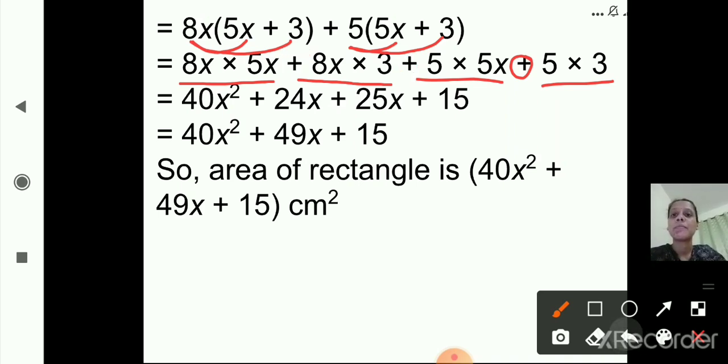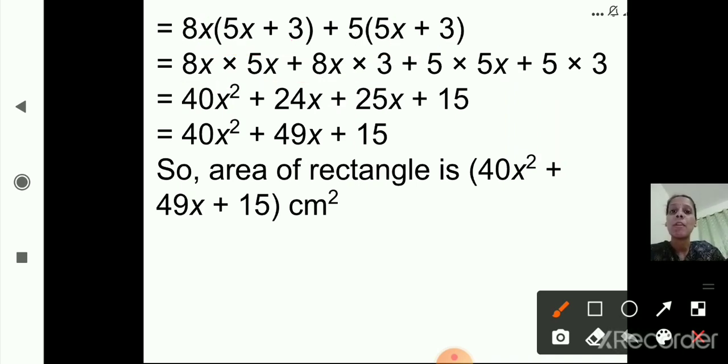8x multiplied by 5x: 8 fives are 40, and x multiplied by x is x square. So 40x square. 8x multiplied by 3: 8 threes are 24, and 24x. Only one variable is there, so x we will write down as it is. We multiply the coefficients: 8 multiplied by 3 is 24, and x we write as it is. 5 multiplied by 5x: 5 fives are 25, and x as it is. Now 5 threes are 15, that we will write down here.